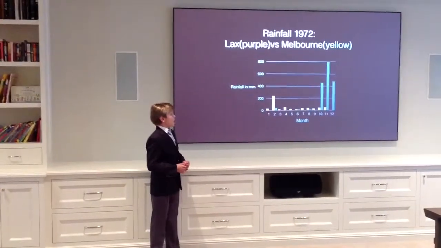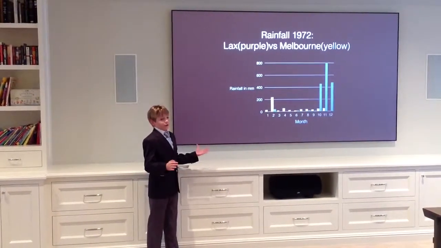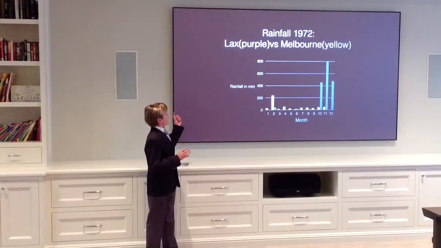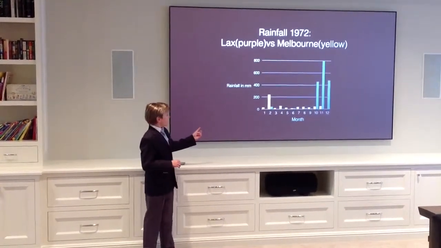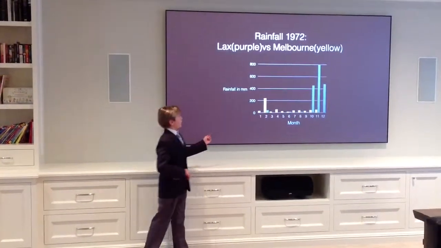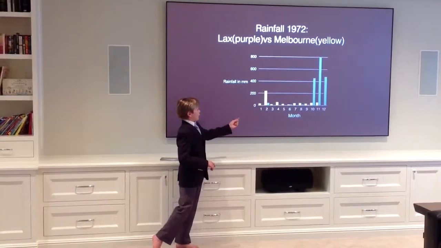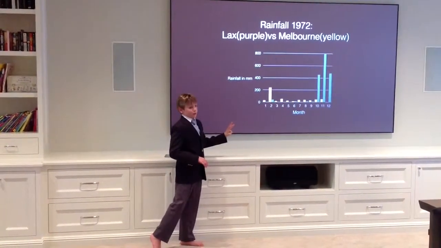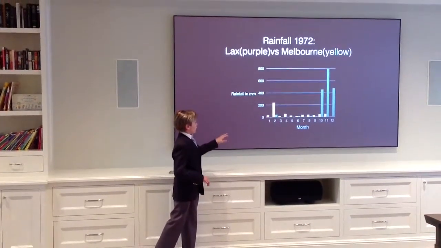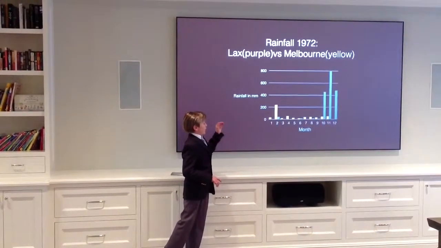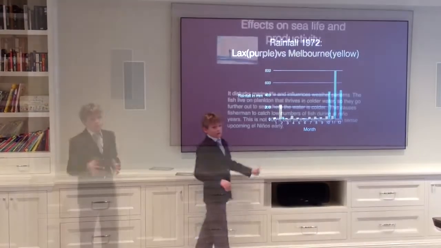Here is a comparison graph of the rainfall in El Nino year 1972. LAX is purple, and Melbourne is yellow. So this really tells the El Nino story, because LAX had normal amounts of rain, but then in the last 3 months of the year, which is when El Nino usually starts, they had huge amounts. In Melbourne, when the El Nino started, they had decreased rainfall, and in fact they had none in some months.